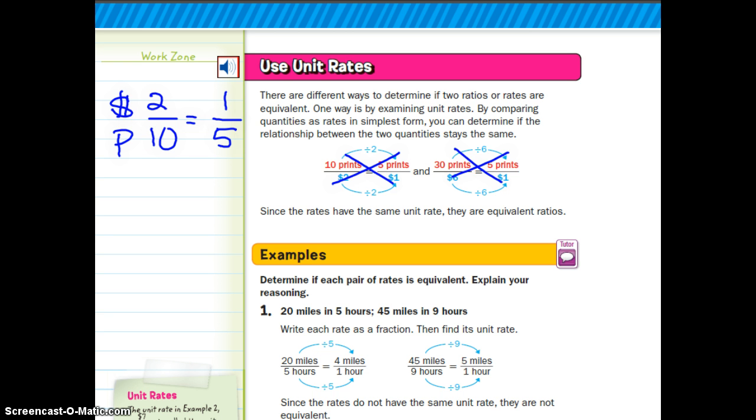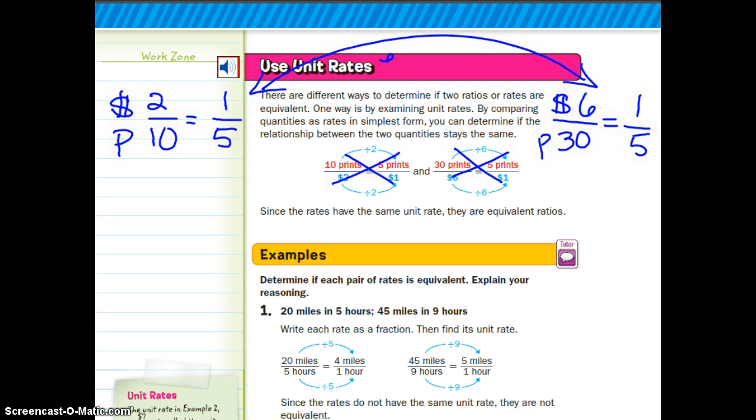And then we'll come to this side and we're comparing $6 for 30 prints. Put my P. And does that simplify? We have 1/5, 1/5. Notice that they are equivalent.